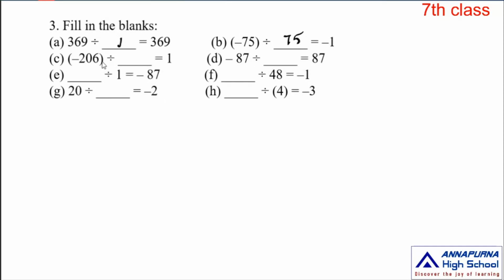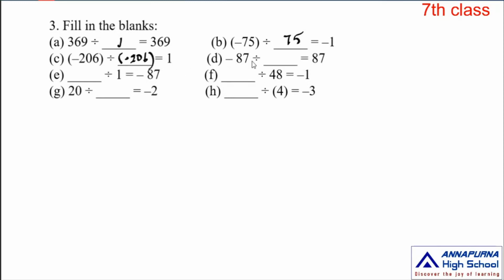Come to the C bit. So this is same as here. Here we are dividing by positive. Here to get the coefficient as positive, you just divide it by, why? Because the dividend is minus. So write minus 206. Minus 206 divided by minus 206 is equal to plus 1.